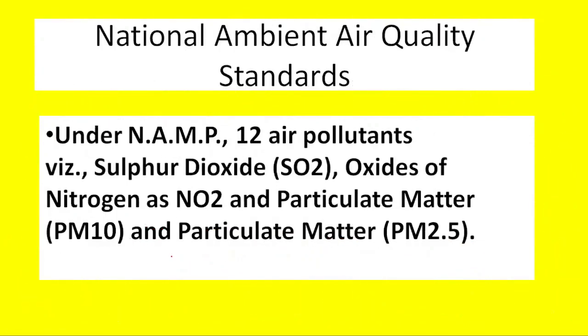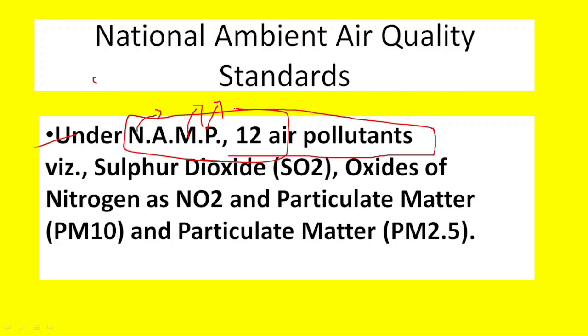National Ambient Air Quality Standards has 12 pollutants. Air quality management has 8 pollutants that are monitored regularly. It has 12 pollutants. Okay, so you just have to remember this. This is the National Air Quality Monitoring Program, a program under the National Ambient Air Quality Standards. 12 pollutants are measured under NAQS and AAQS.